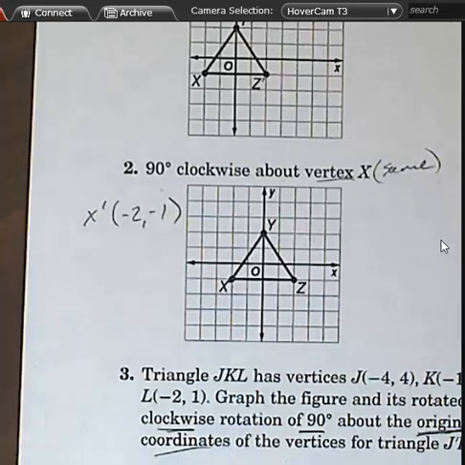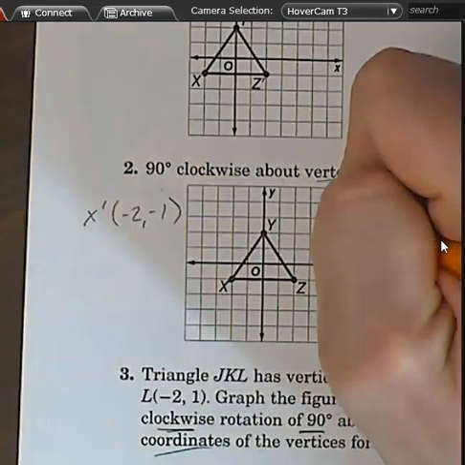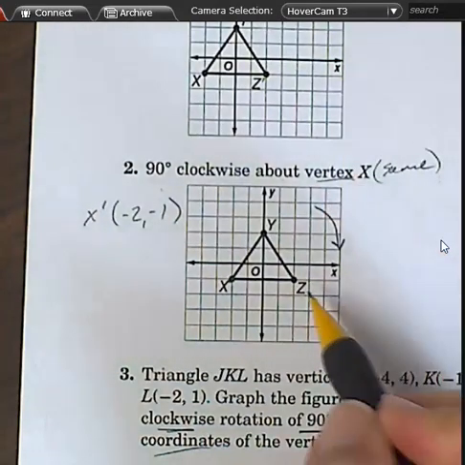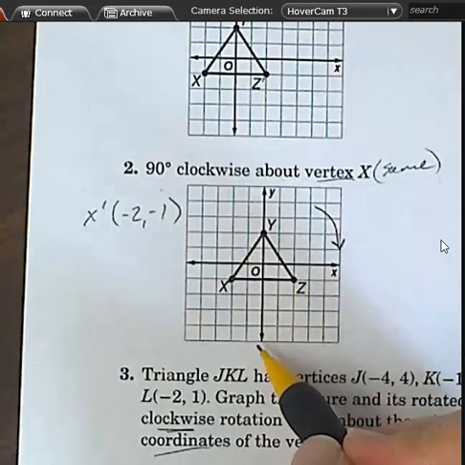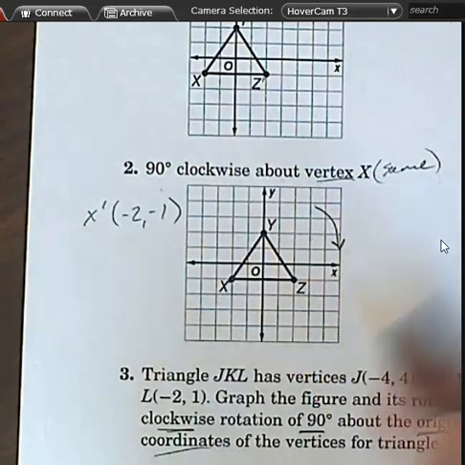Now, it wants to go 90 degrees clockwise. Which way is it going to rotate? To the right or to the left? It's going to go to the right. And so that means if Z is here, it's going to end up down here. And Y is going to end up over here, a quarter of a turn.